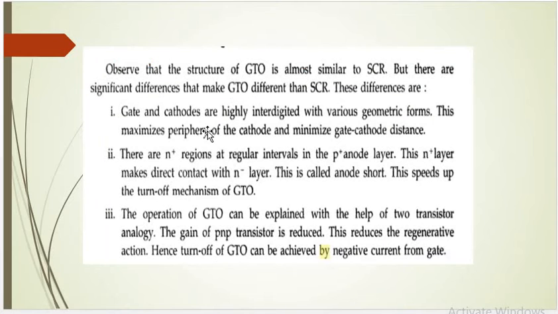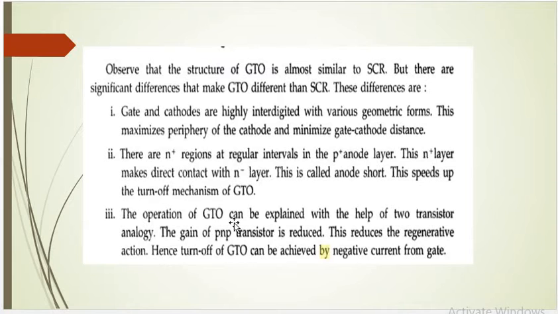So here observe that the structure of GTO is similar to SCR. Gate and cathodes are highly interdigitated with various geometric forms. This maximizes the periphery of the cathode and minimizes the gate cathode distance. There are N plus regions at regular intervals in the P plus anode layer. This N plus layer makes a direct contact with N minus. So this is called anode short. This speeds up the turn off mechanism of GTO, that is not in SCR.